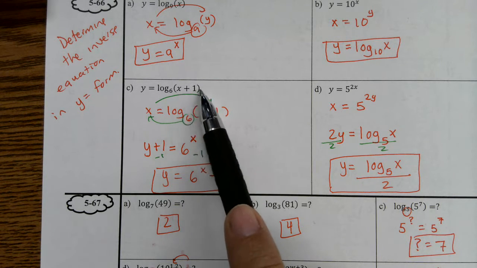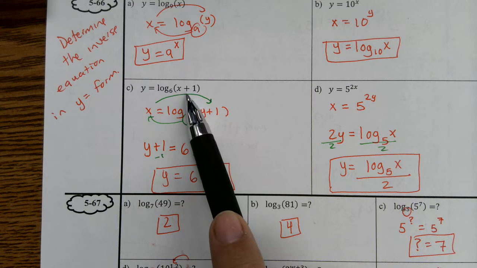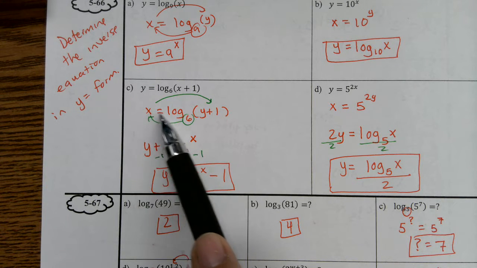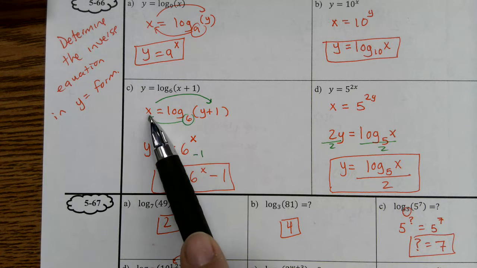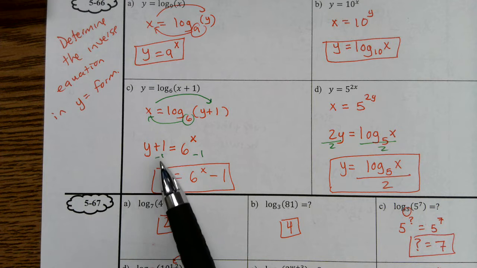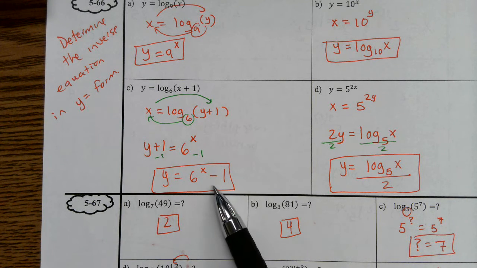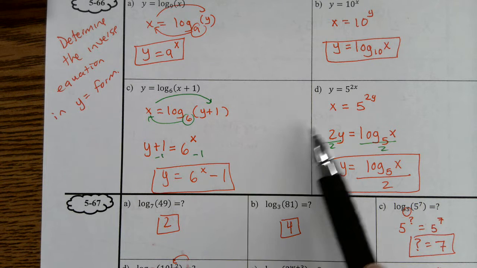Okay, if you have more than one thing inside the log, you do the same steps. So flip the x and the y to find the inverse, and then 6 to the power of x is going to equal y plus 1. 6 to the power of x equals y plus 1, minus 1 on both sides to isolate your y because we want it in y form. Y equals 6 to the power of x minus 1.